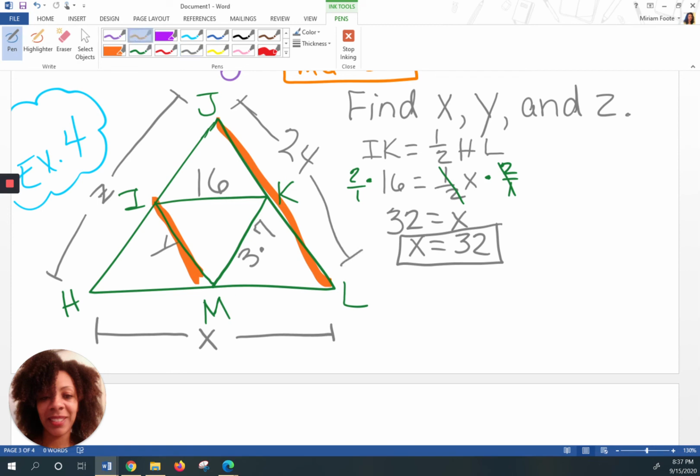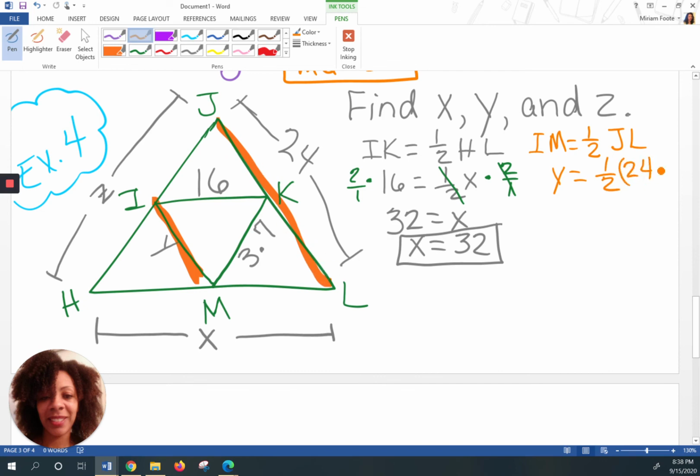So again, I'm going to use my formula. I know that the midsegment, IM, is 1/2 of the side that is parallel to it, which I have highlighted in orange, JL. And now I just substitute what I know. IM is what I'm trying to find, that's y, equals 1/2 of JL, which we just said is 24.